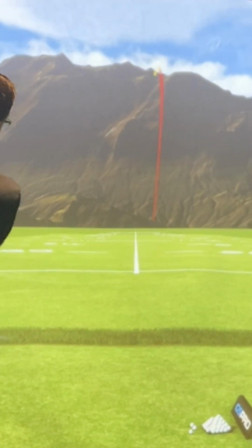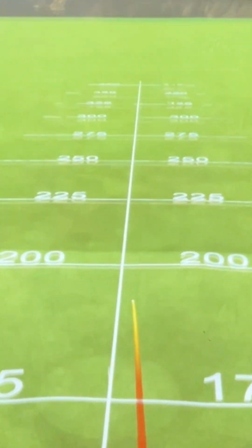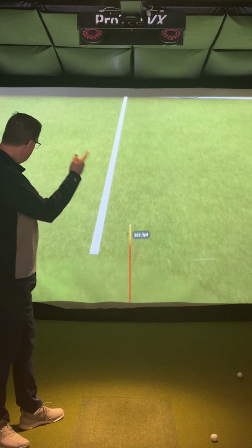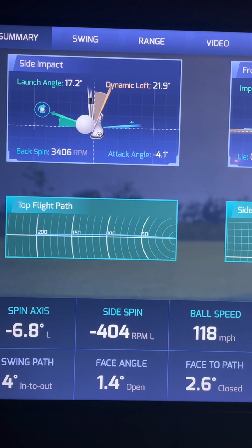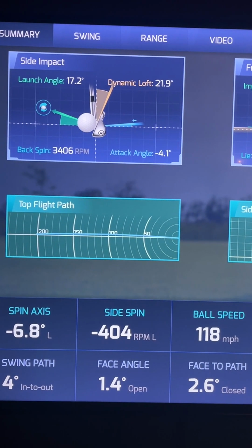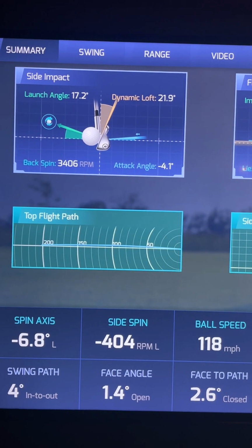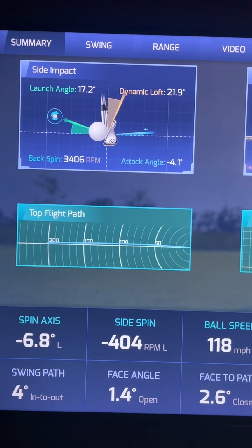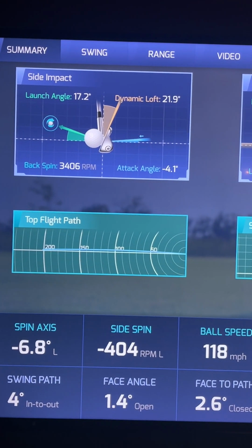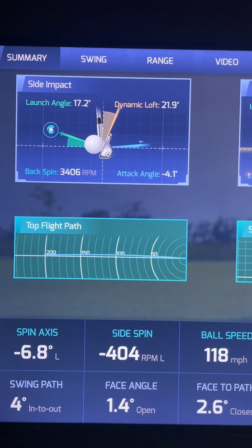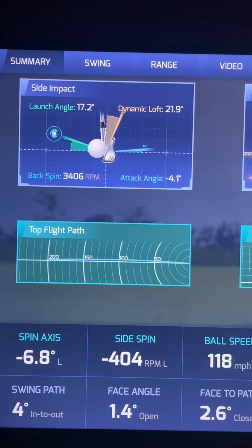And there we go. Out to the right, curve back to center. All right, so here's a perfect example. We look in the middle on the bottom, face angle, 1.4 degrees open. So that's to the right of the target line. Swing path, 4 degrees inside out. So that's also to the right and farther to the right than the club was.